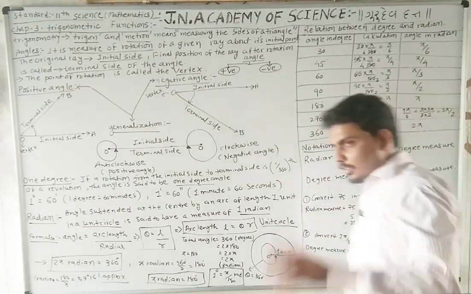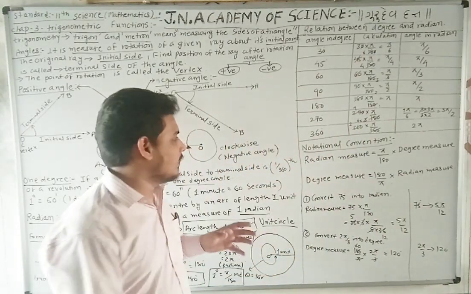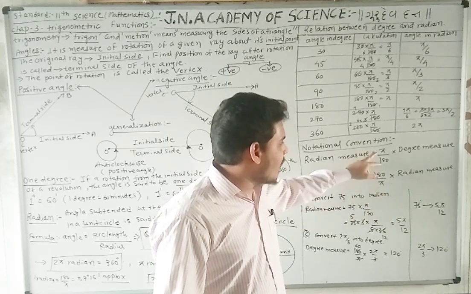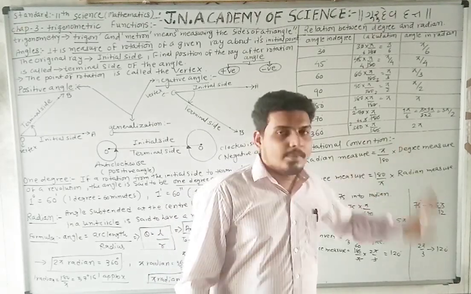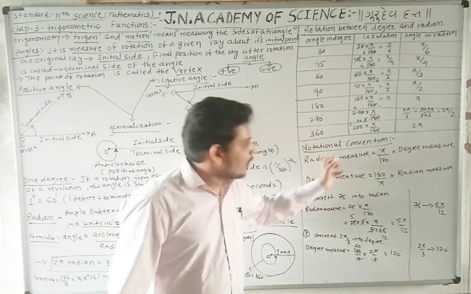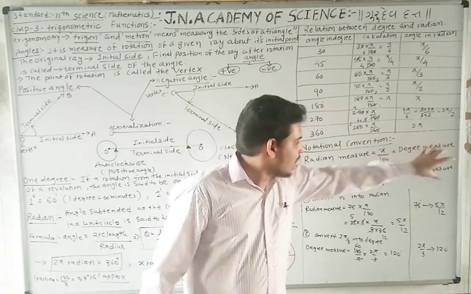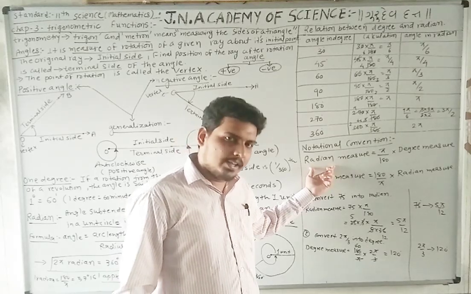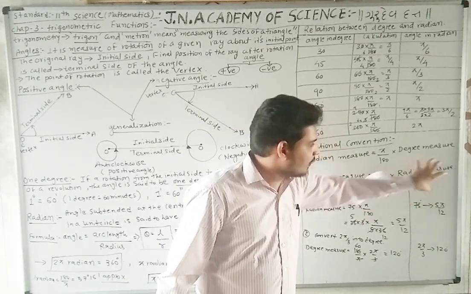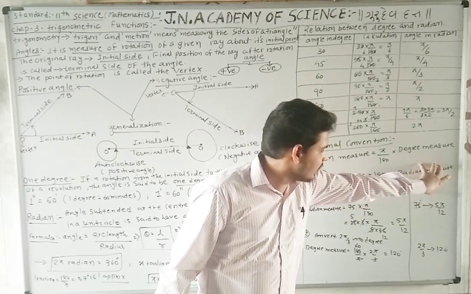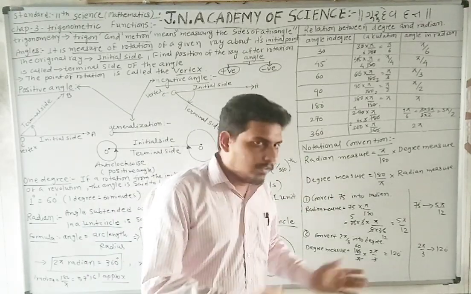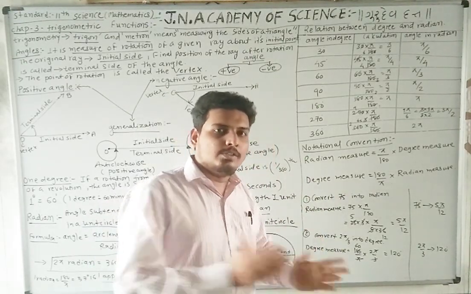Now the generalized notational convention is: radian measure equals pi upon 180 multiplied by degree measure. If you have the degree measure, you can put in the value of the particular degree and get the radian measure. Similarly, if you have the radian measure and substitute it here, you get the degree measure. This is how you can convert degrees into radians and radians into degrees.